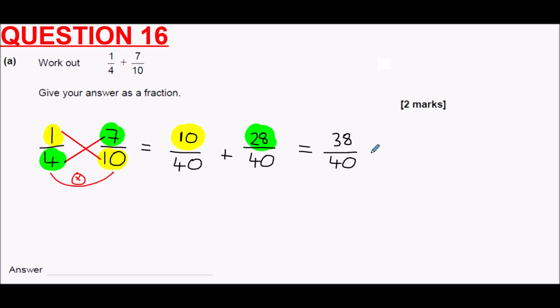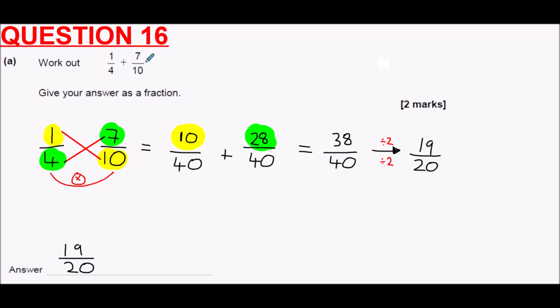The final step now, if we can simplify, we do. 38 and 40 are both even numbers, which means we can divide both of them by 2. If we divide 40 by 2, we get 20. And 38 divided by 2 gives us 19. And so the answer to part A is 19 over 20.